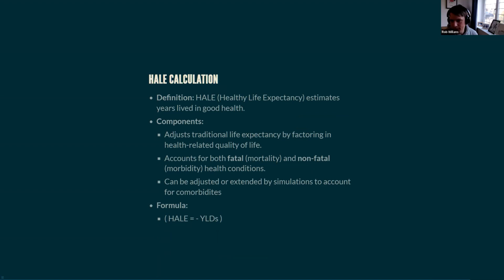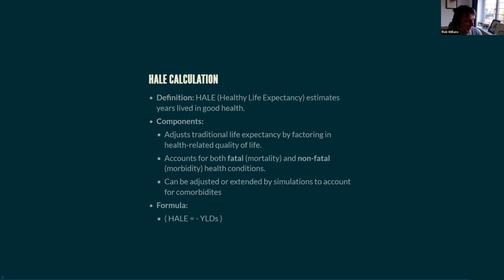Okay, so the final calculation to cover is healthy life expectancy. And this is, I guess, used more for measuring population level health. So it kind of refines life expectancy by subtracting the years lived with disability. So you get a measure of years lived in good health, I suppose.